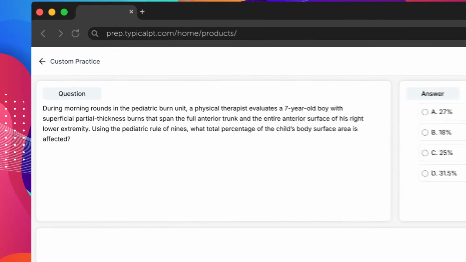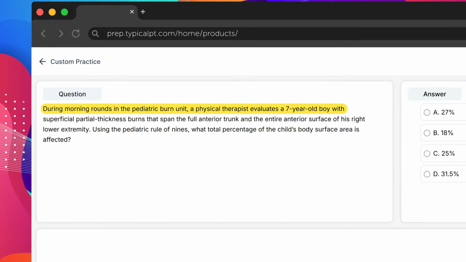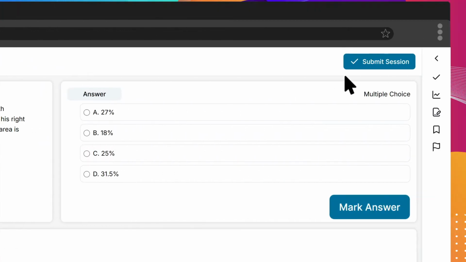Let's begin. The question states that during morning rounds in the pediatric burn unit, a physical therapist evaluates a 7-year-old boy with superficial partial thickness burns that span the full anterior trunk and the entire anterior surface of his right lower extremity. Using the pediatric rule of nines, what total percentage of the child's body surface is affected? The answer choices are A, 27%, B, 18%, C, 25%, and D, 31.5%.